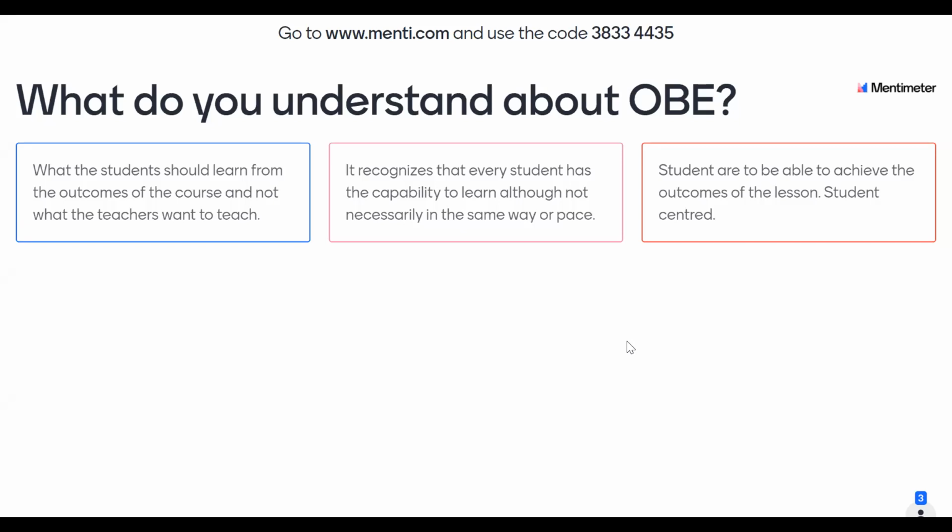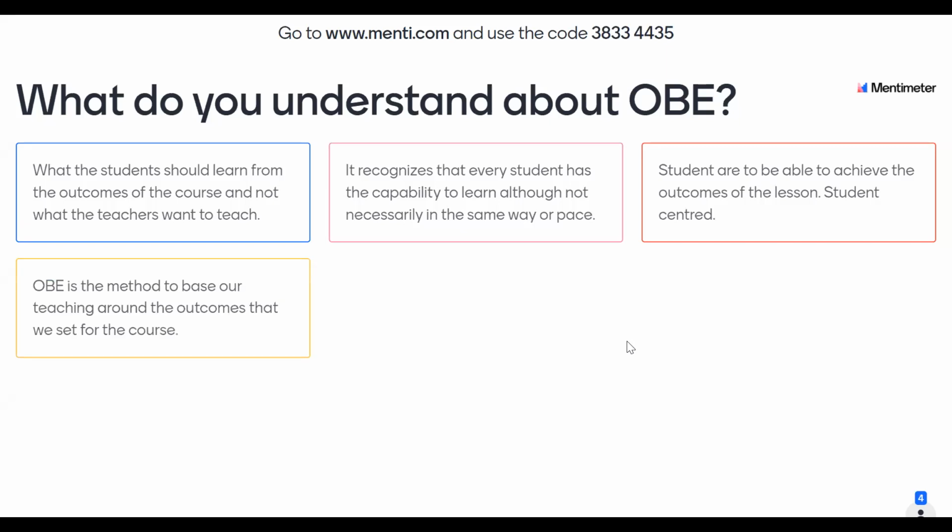Okay, so we have another one. Students are able to achieve the outcomes of the lesson, and it's student-centered. Okay. OBE is the method to base our teaching around the outcomes that we set for the course.